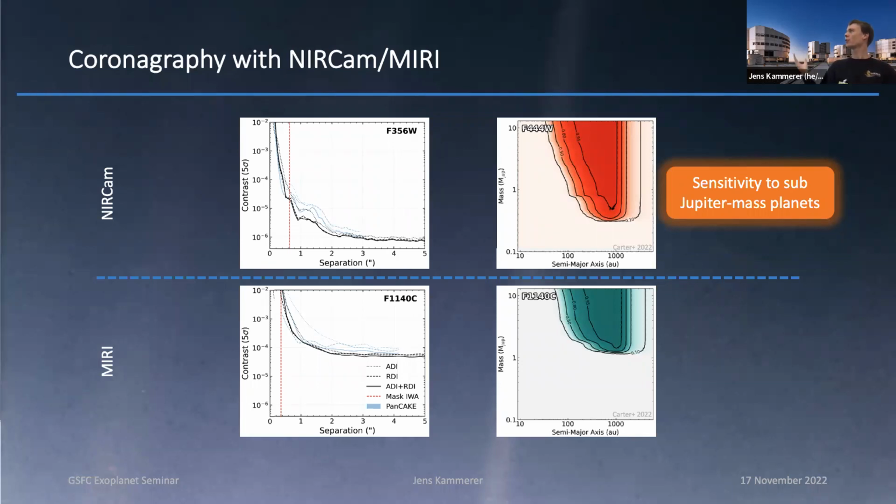And this is really the first time where we can probe a significant number of targets into the sub-Jupiter mass regime and be able to detect really true analogs of the gas giant planets in our own solar system.